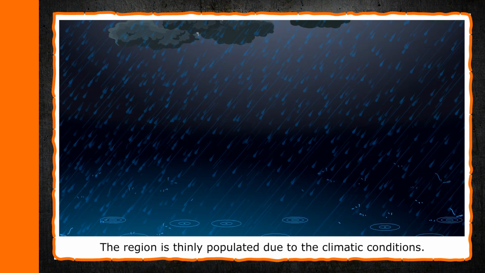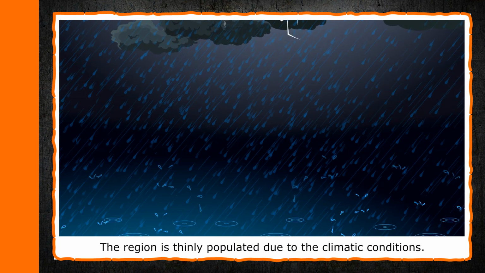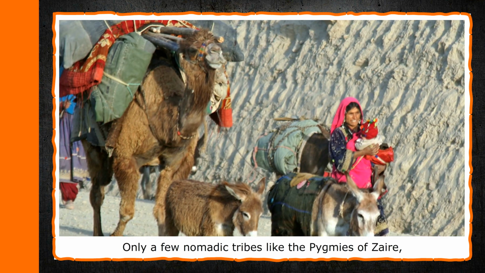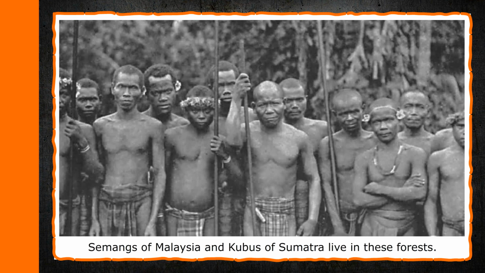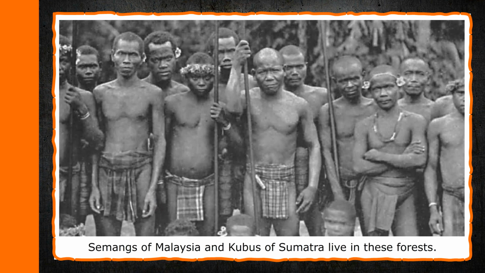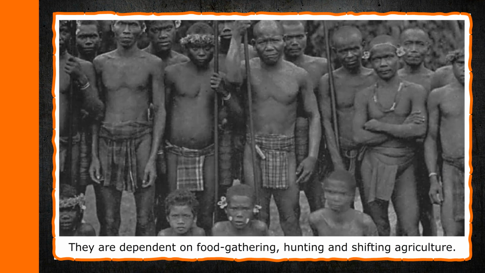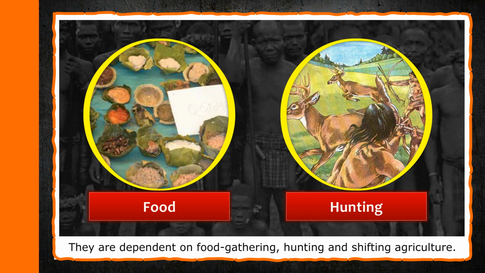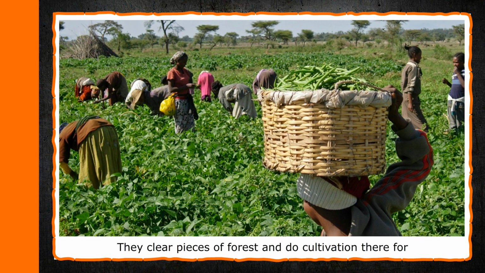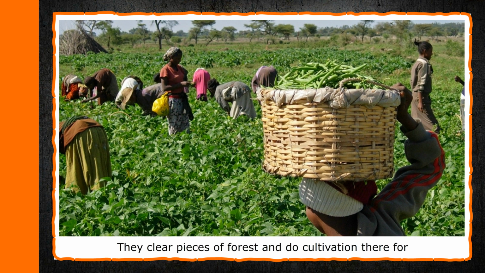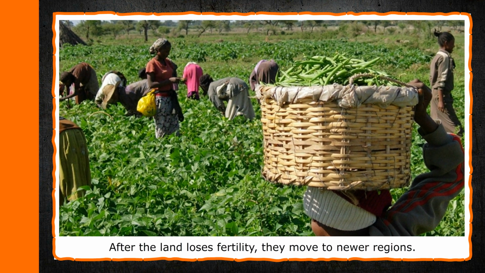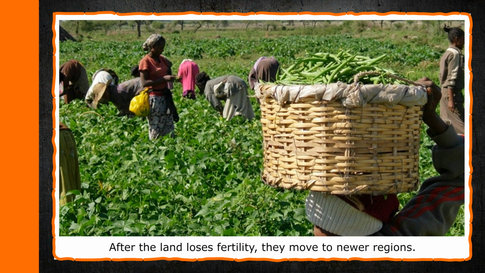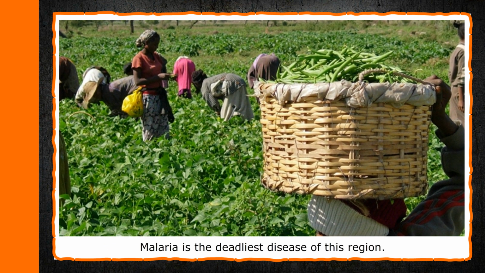Human life. The region is thinly populated due to the climatic conditions. Only a few nomadic tribes like the Pygmies of Zaire, Semangs of Malaysia, and Kubus of Sumatra live in these forests. They are dependent on food gathering, hunting, and shifting agriculture. They clear pieces of forest and do cultivation there for a few harvesting seasons. After the land loses fertility, they move to newer regions. Malaria is the deadliest disease of this region.